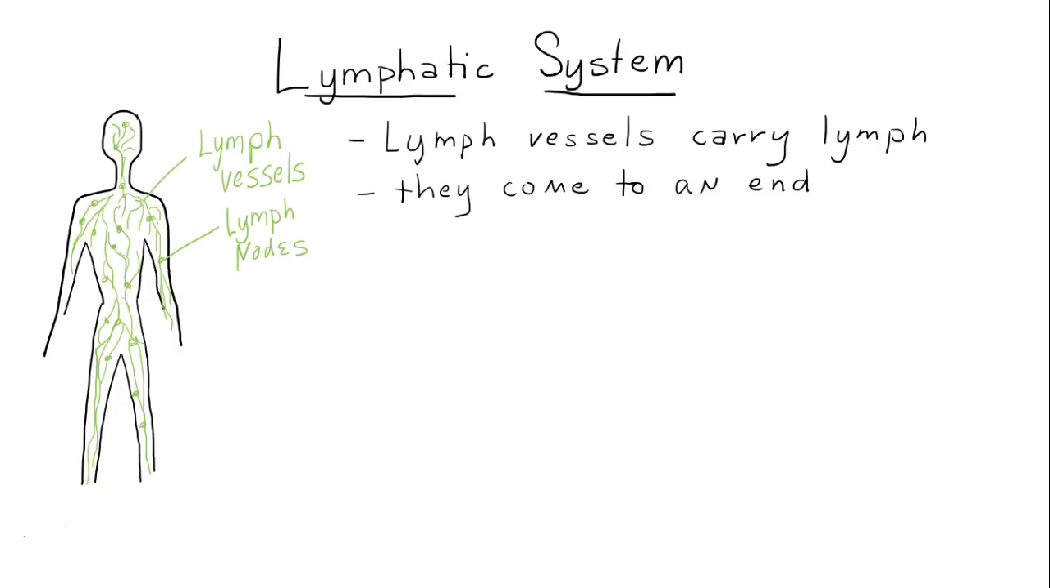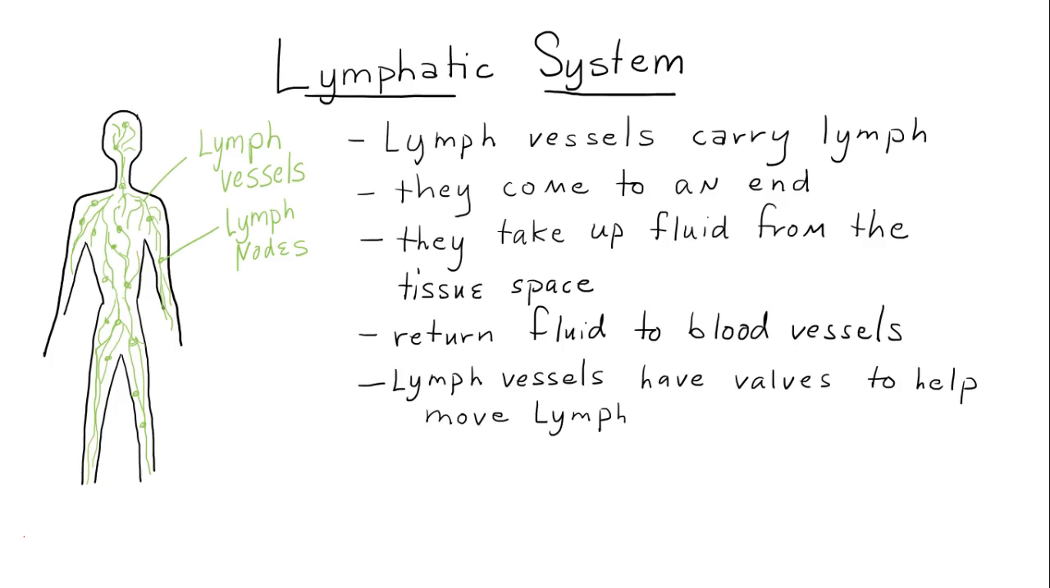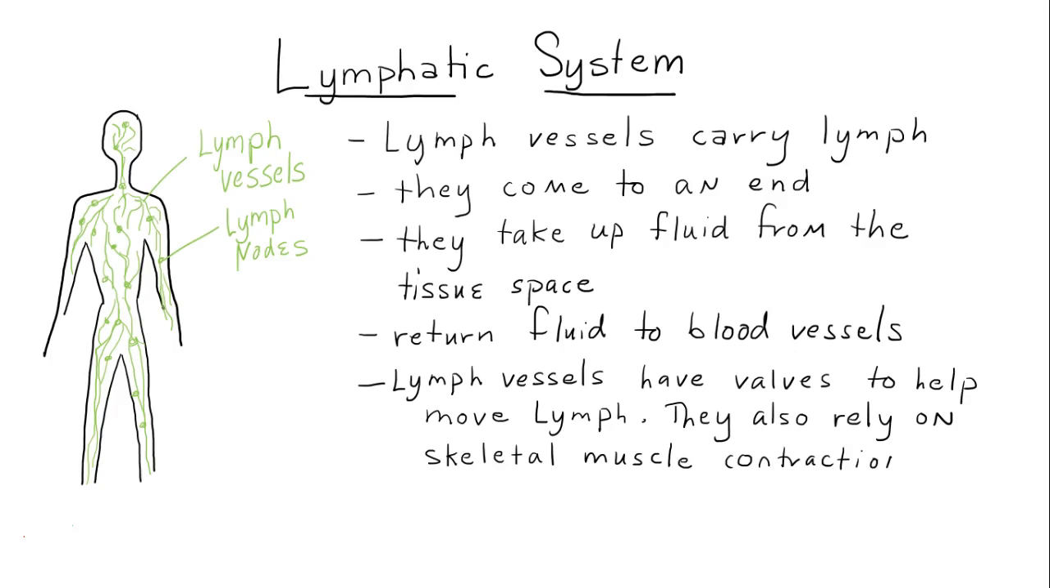Okay, and the lymphatic vessels are going to take up fluid from the tissue space, and then they're going to return the fluid to the blood vessels. Sometimes you see people that have very big ankles, maybe swollen ankles, because their lymphatic system is not functioning to bring the fluid back into the cardiovascular system, into the blood vessels. But lymph vessels do have valves that help them move lymph, and they also rely on skeletal muscle contraction to get the lymph to circulate through the lymphatic system and back to the bloodstream.